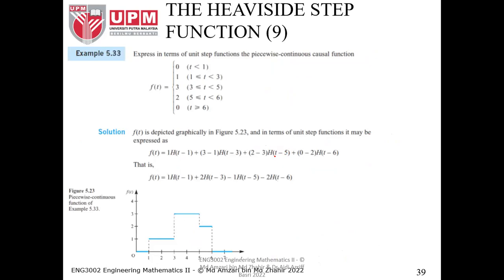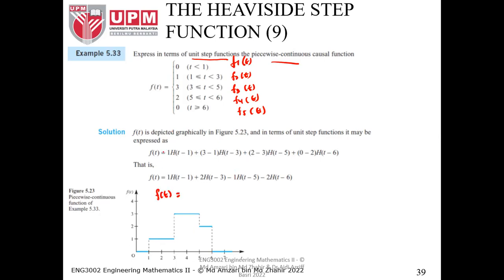Okay, we go for the second example, Heaviside functions. You have a few functions here: f1(t), f2(t), f3(t), f4(t), and also f5(t). So you have five functions here. As previously, in order to change this into a unit step function of piecewise continuous causal functions, you have f(t), the main one.